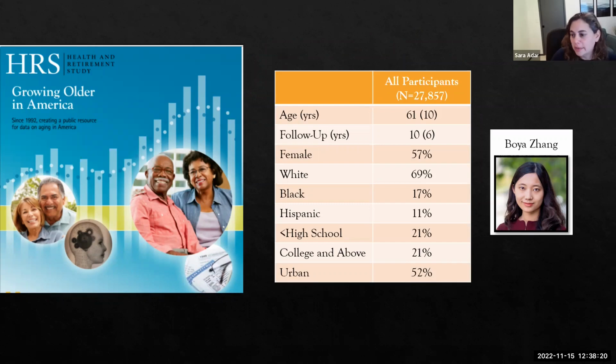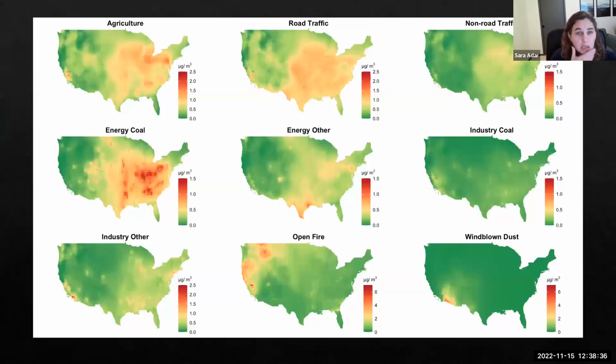So the first analyses I'm going to show you have been run by Boya Zhang, who's one of my PhD students here at U of M. This is again in HRS. We're talking about 30,000 people who were eligible for follow-up over about 10 years.